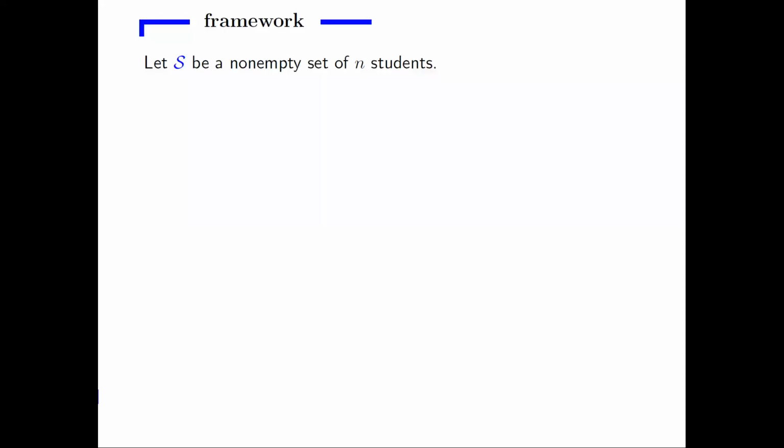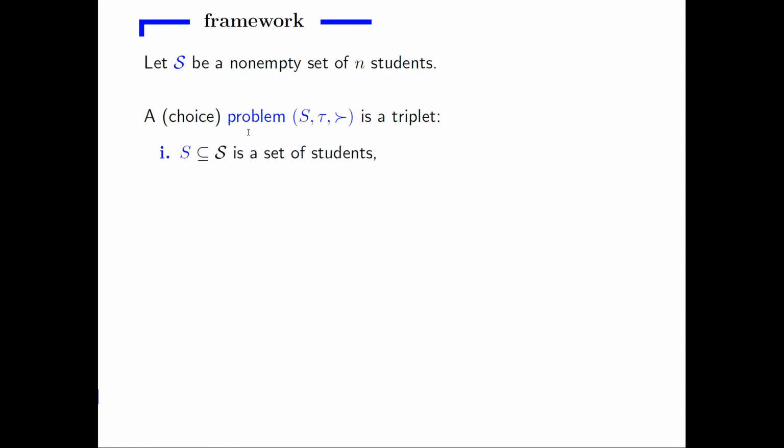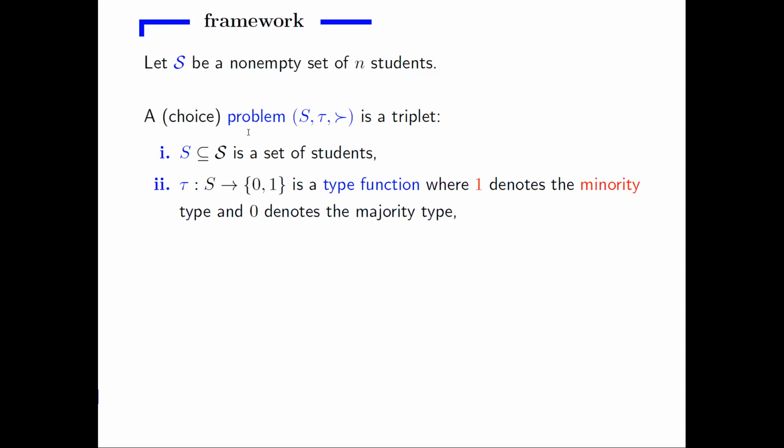S will denote the grand set of applicants. This is the applicant pool. Then a choice problem is a triple consisting of a set of students coming from the applicant pool, a type function which labels each student either as a minority or as a majority type. If the type is 1, typically denoted by a red for the presentation, that means he is a minority. If it is labeled by 0, that means he is a majority.